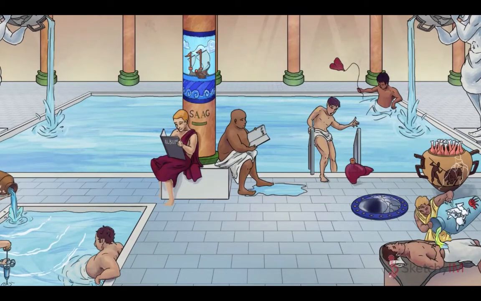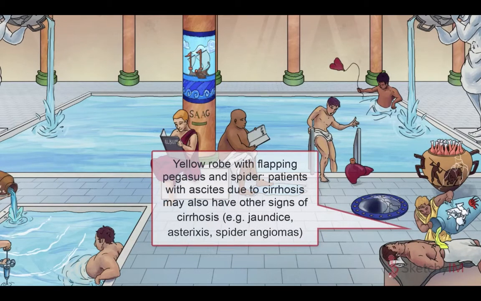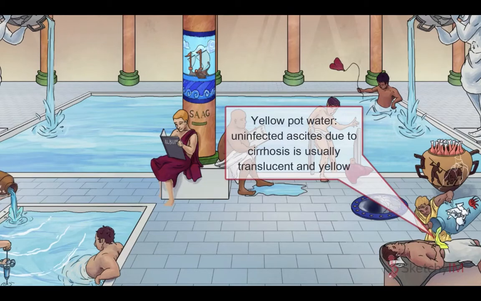In patients with ascites due to cirrhosis, expect to see other signs and symptoms of cirrhosis. Jaundice is a sign of the reduced synthesis capacity of the liver. Asterixis and altered mental status are signs of hepatic encephalopathy, represented, as usual, by those flappy asterixis wings of Pegasus. And finally, palmar erythema, spider angiomas, gynecomastia, and impotence are signs of hyperestrogenism that's characteristic of cirrhosis. For a more complete picture of the clinical presentation of cirrhosis, head on over to our cirrhosis sketch at the Gorgon Cave. A paracentesis will typically reveal acidic fluid that's translucent and yellow.